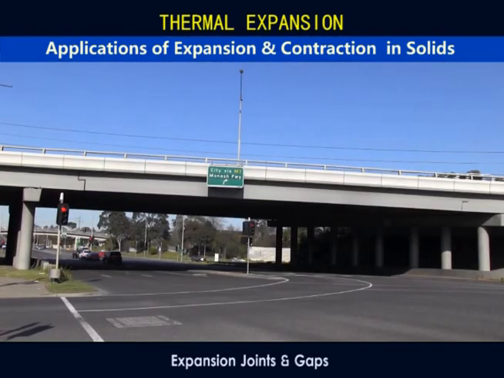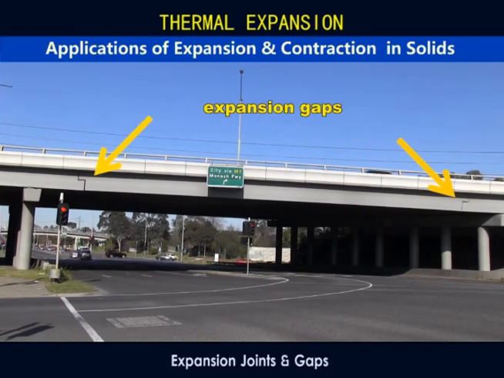Bridges made of steel and concrete are built with gaps called expansion gaps to allow for movement when the steel and concrete expands. In some cases, rollers are placed on one end of the gap to ease the movement.